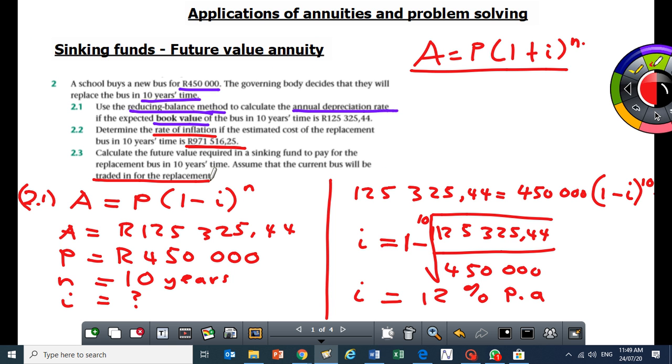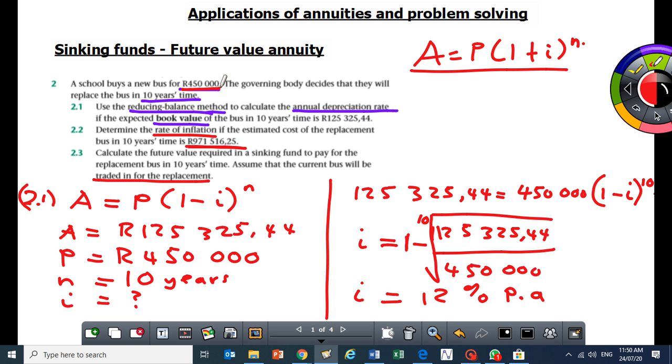If you look at 2.2, you have to be very careful here because you need to know your terminology, you need to know your concepts of financial maths because you can pick the wrong value. Usually the questions have got a connection. So in 2.2, we are told that this is the amount of a new bus in 10 years' time. Okay? Now, this is the cost of the bus, so it's going to increase due to inflation.